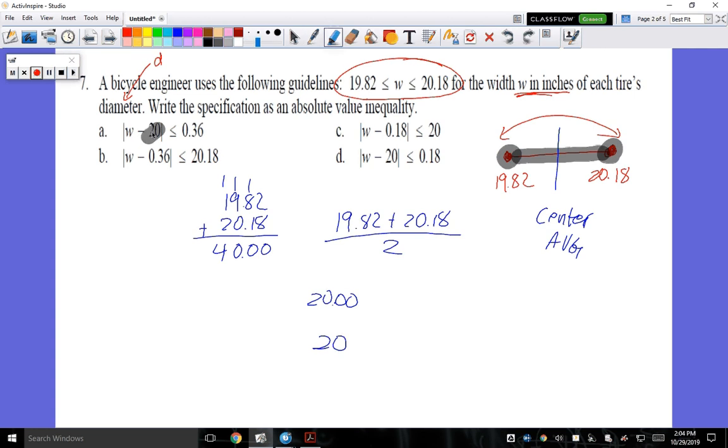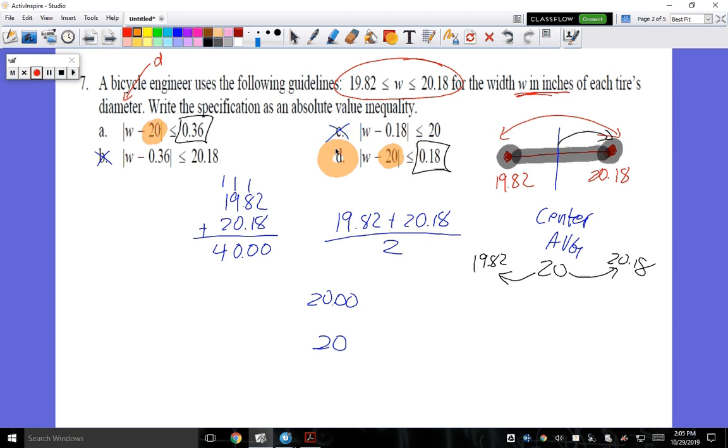I know it's going to be either A or D, because 20 is the center. So it's not these. Now the jump that they have away from the center is the distance from 20 to 20.18, or the distance left to 19.82. Sure enough, that distance is 0.18. So it's going to be this one, because this other one doesn't have 0.18, it shows a jump of 0.36. So D would be the correct answer for this one.